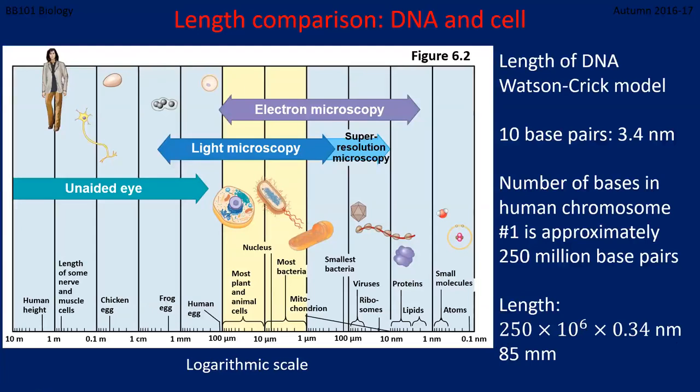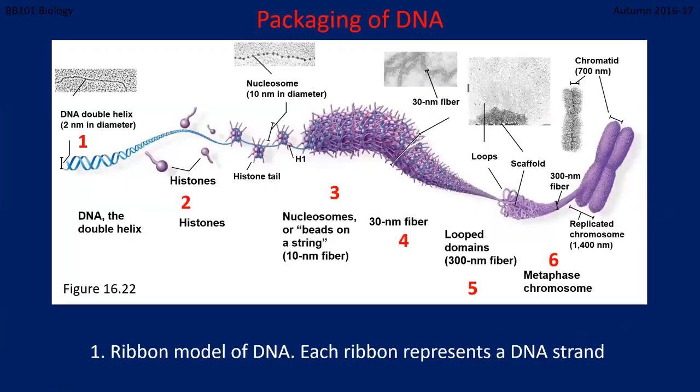85 millimeter is 8.5 centimeter, which is visibly seen. But cells are not seen with the naked eye. The eukaryotic cell has dimensions of some microns. Now compare: you have DNA of this length, 8.5 centimeter, inside that micron-size cell. How does that happen? It means the DNA has to have some kind of compact form, with a lot of other things involved.